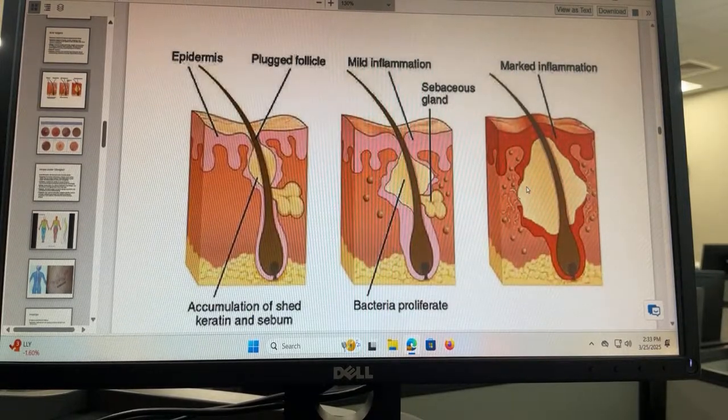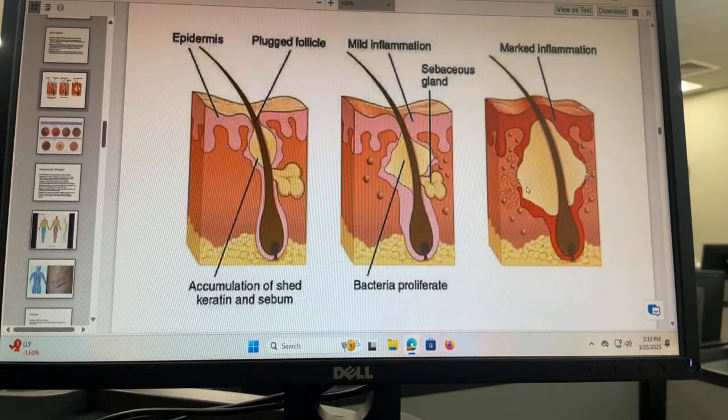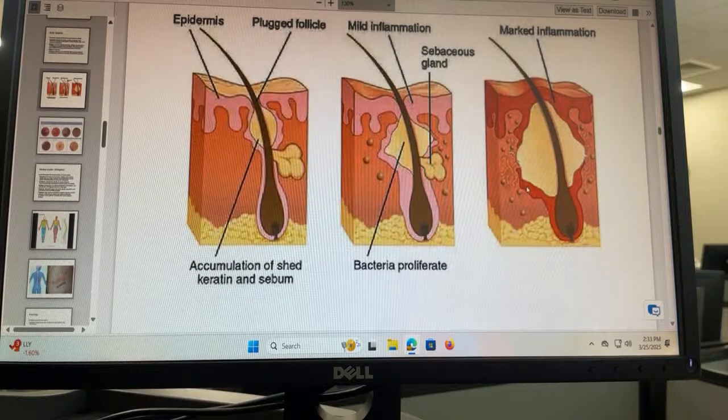And then here's just a picture of what's happening. You can see the hair follicle, the sebum from the sebaceous gland is starting to collect, and then there's a big collection of it forming the inflammation in the pore.